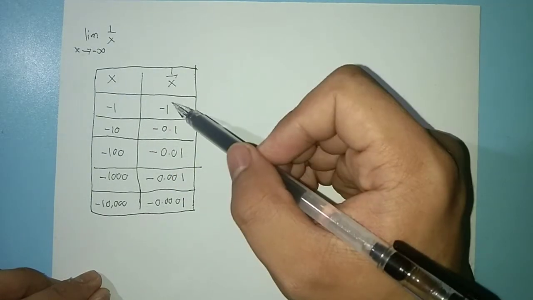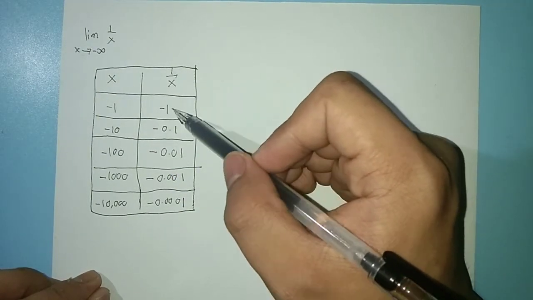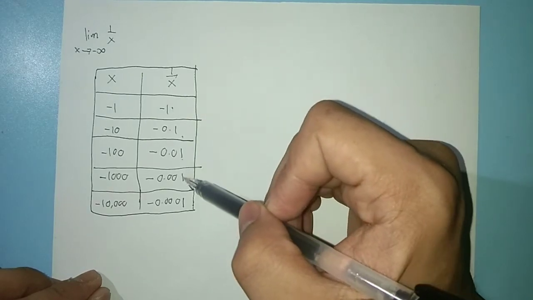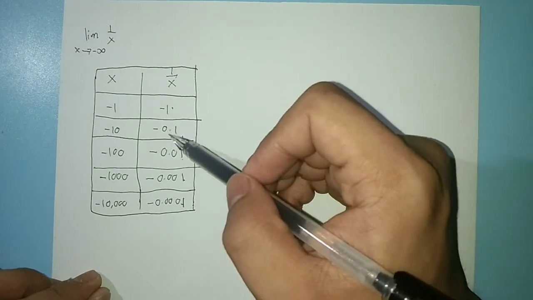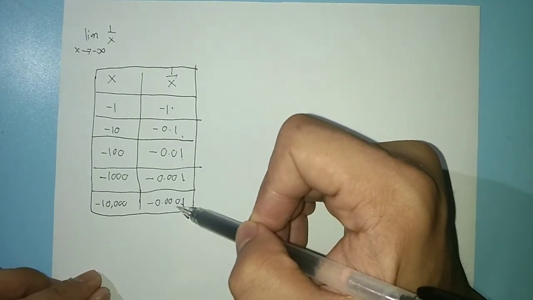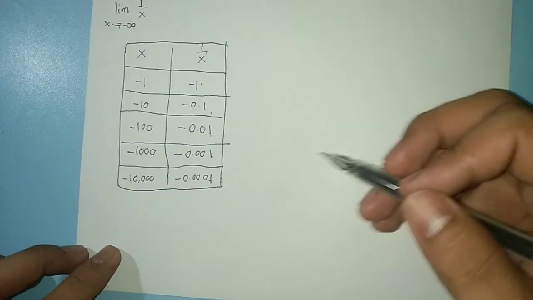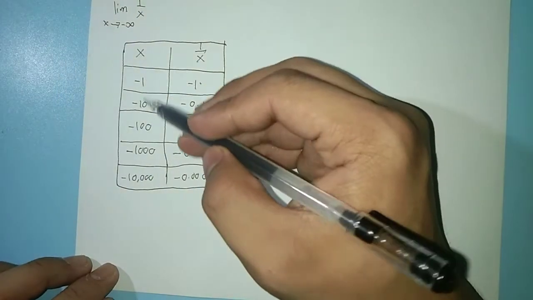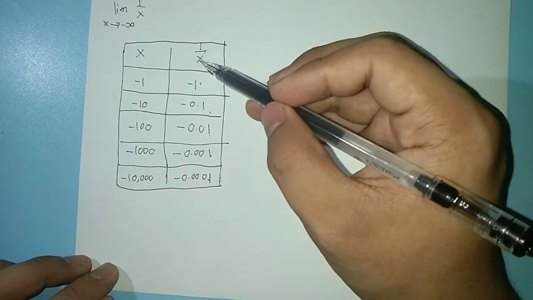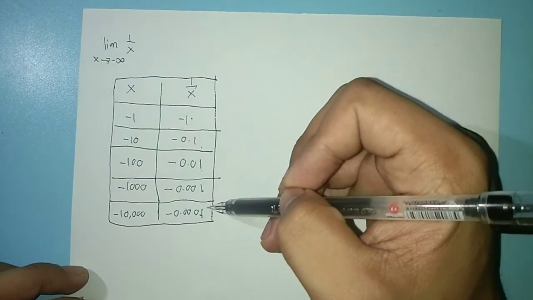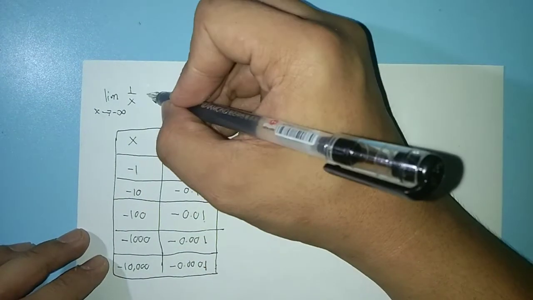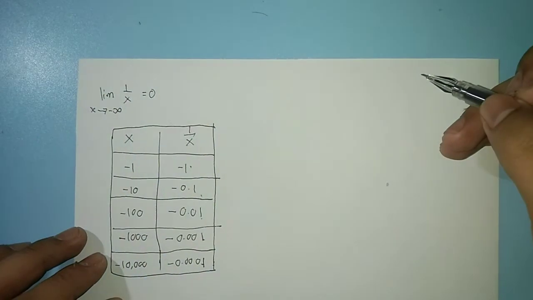And as you can see, ano nangyayari dito sa 1 over x as x decreases or x approaches negative infinity? Yung value ng 1 over x natin, lumalaki. From negative 1, naging negative 0.1. Pero saan siya nag-a-approach? Nag-a-approach siya sa 0. So, meaning, as x approaches negative infinity or as x decreases, nag-a-approach siya sa 0. So yung limit ng 1 over x as x approaches negative infinity is 0.